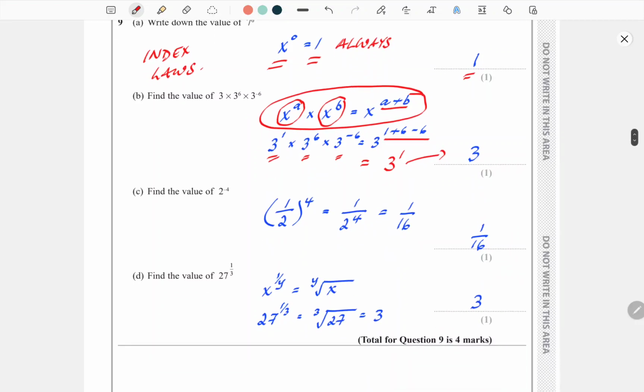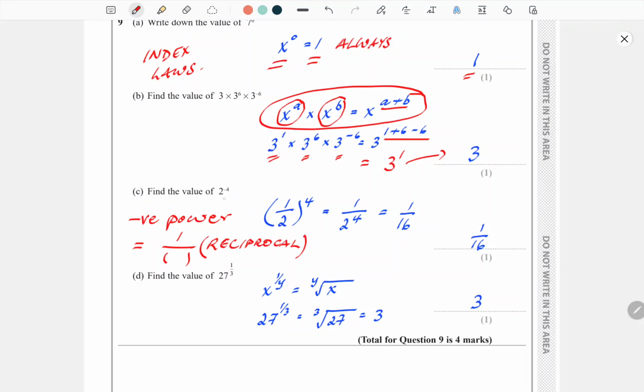Right, part C. Find the value of 2 to the power minus 4. Now this one takes a little bit more thinking about. First of all, the negative power equals 1 over something. In other words, you are flipping it upside down. For those of you who are a little pedantic, it's called the reciprocal. The reciprocal of a number is where your number is flipped upside down.